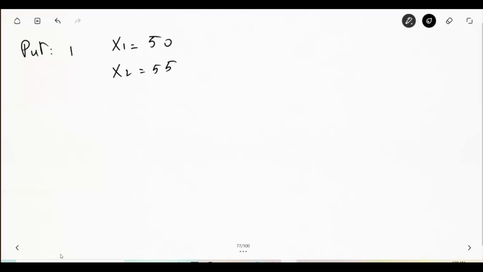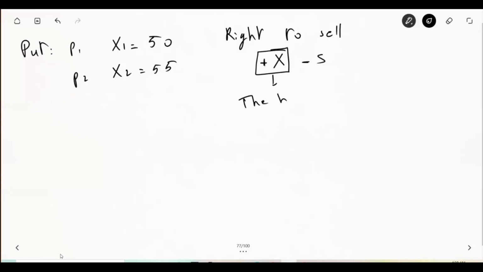This is P1, this is P2. And in this case, the put option will give me the right to sell. So when I sell, I will be receiving the strike price. I will be receiving X. It's going to be X minus S. So in this case, the higher the strike price X, the higher the value of the put option.